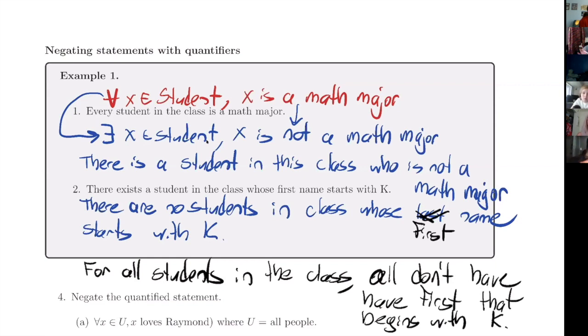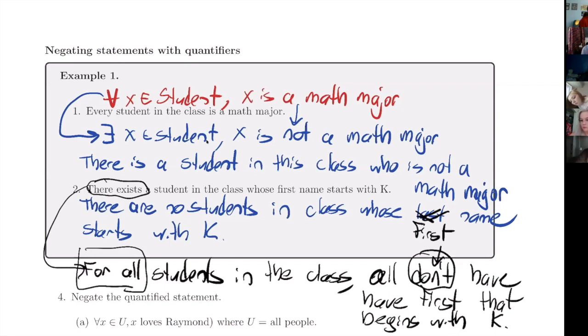So the analogy I want to make here is that when we negate a statement that has an existential quantifier, we convert that into a universal quantifier, and we still negate the original statement. So we change do have a name to don't have a name that begins with K.